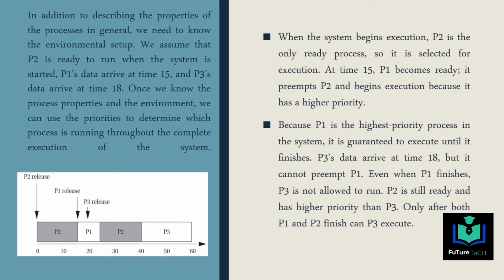So this kind of algorithm is called a priority based algorithm. In addition to the describing properties, we assume that P2 is ready to run when the system is started, but P1 is arriving at 15 and P3 is arriving at 18. As soon as P1 is ready in between P2, P1 should be executed, then followed by P2, and then P3 should process. This kind of execution is called a round robin scheduling algorithm.